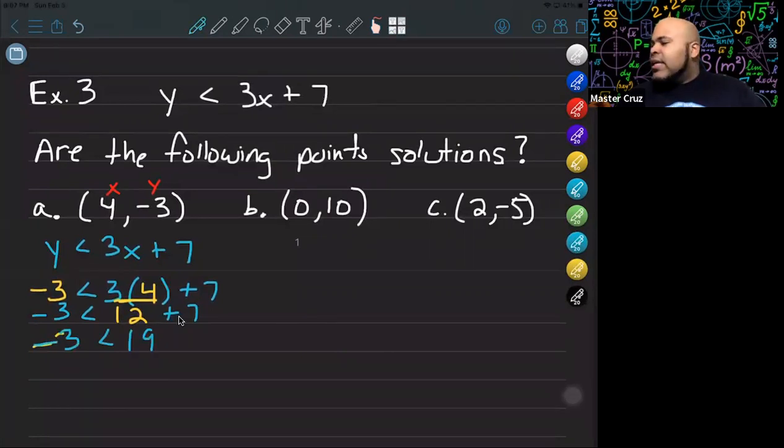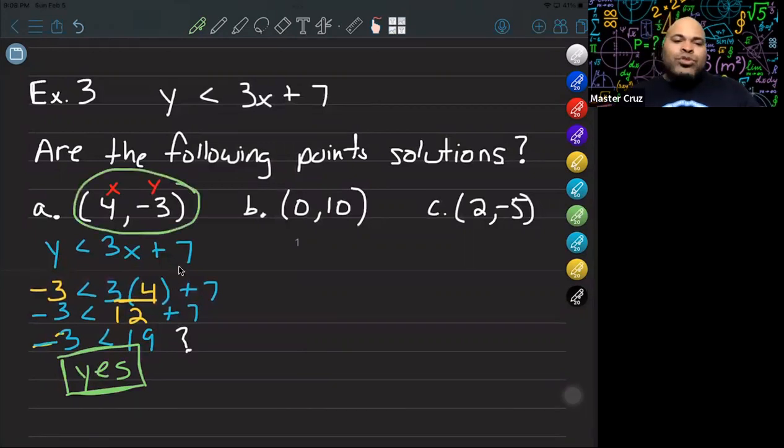And the question is, is this a true statement? And the answer is yes, this is true. This is a true statement. So therefore, what that means is that this point A is a solution to this inequality. This is true. So this is great. This is perfect. Let's try B.